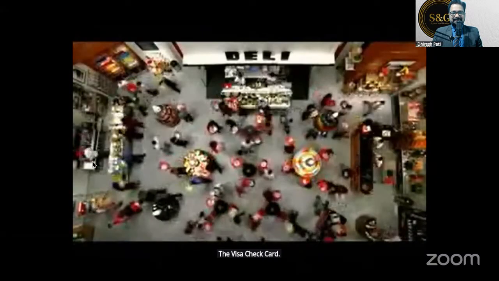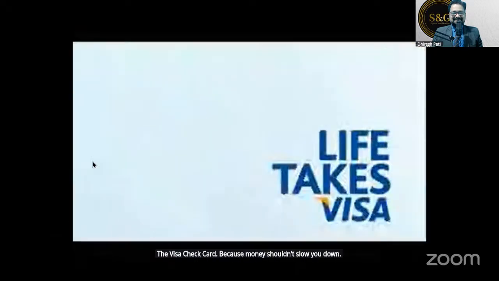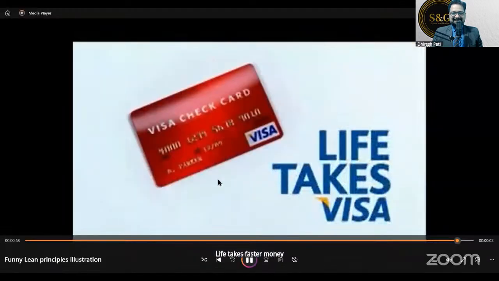The Visa check card. Because money shouldn't slow you down. Life takes faster money. Life takes Visa.